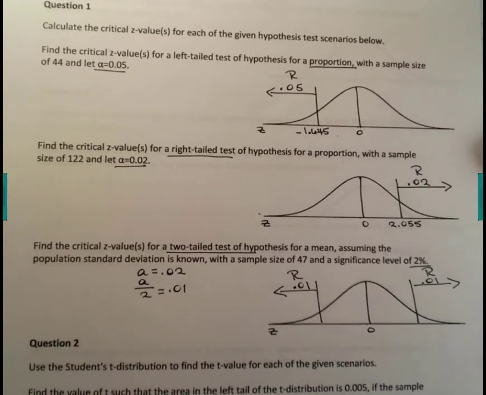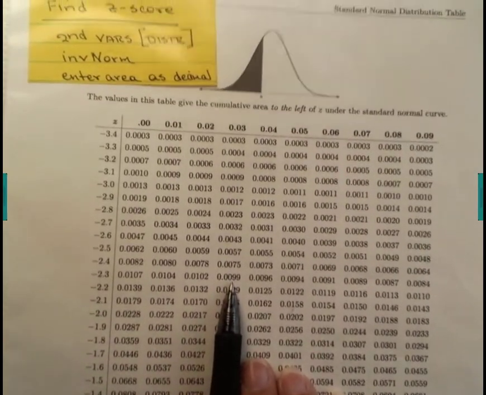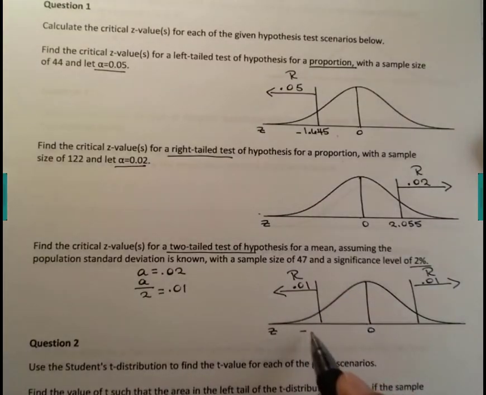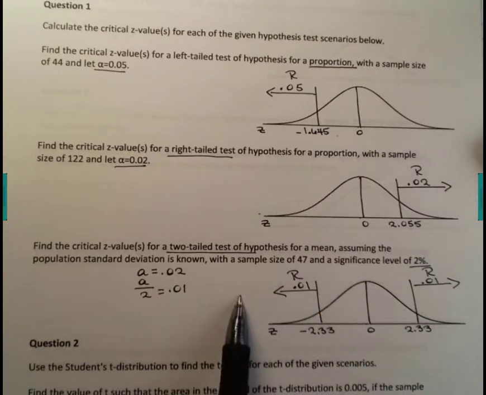So when I figured out alpha was 0.01, all I had to do was go look up 0.01. 0.01, really, really close to this, isn't it? 0.0099. So I will call it 2.33, which would be over here a negative 2.33, and over here a positive 2.33. So I have two cutoffs. If my test statistic fell below a negative 2.33 or above a positive 2.33, I would reject. Those are my rejection regions. All right, let's take a look at the next one.